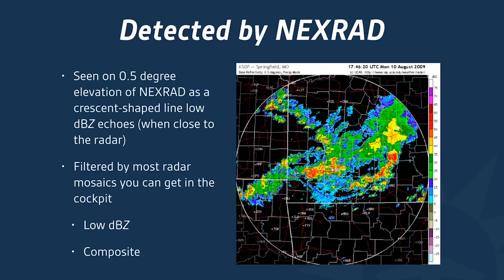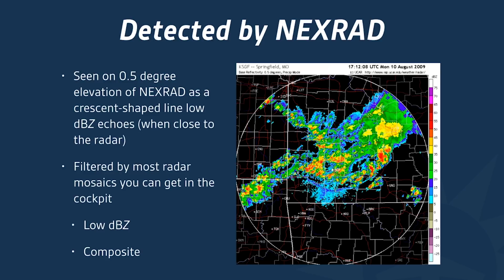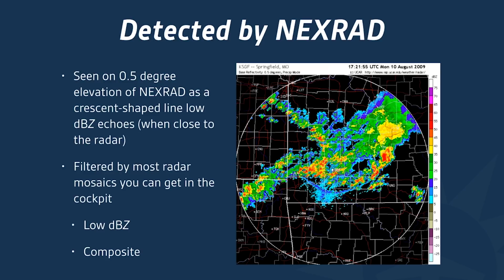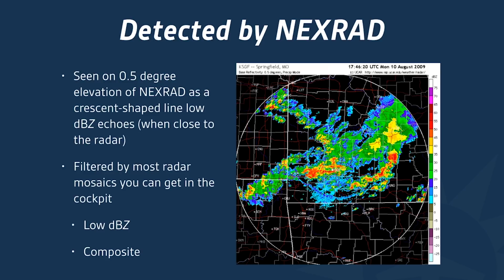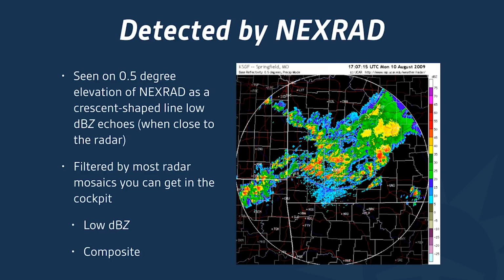The other thing is that outflow boundary, the reason why the radar is seeing it is that outflow boundary is a gust front, so it's picking up dust and debris, but it's also picking up insects. A lot of that is due to insects that is being picked up in that outflow boundary and moved away.